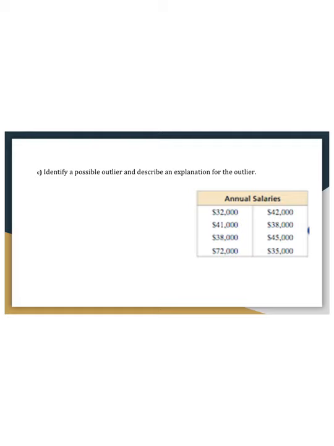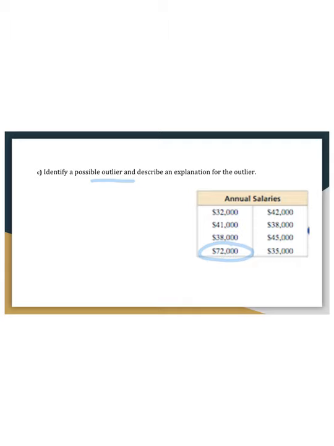We already kind of discussed this, but we want to identify a possible outlier. Looking at our actual information here, we can see that the 72,000 is so much bigger than all of our other values that it definitely seems to be an outlier, meaning it doesn't exactly fit with all the other data values. If we wanted to come up with a reason for this, when we're talking about the employees here, that could be someone who has a position above all the rest.